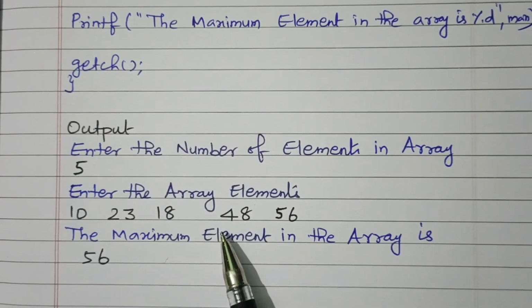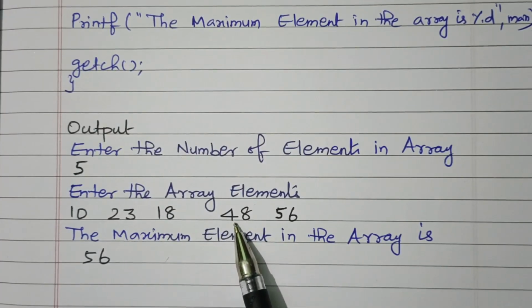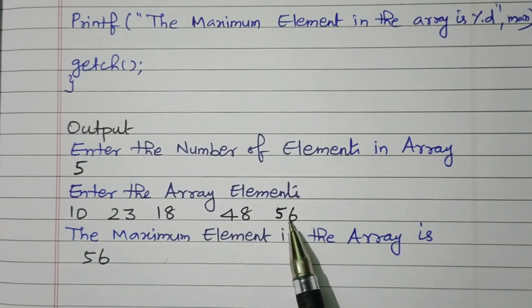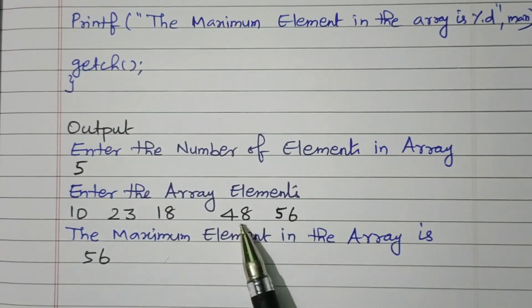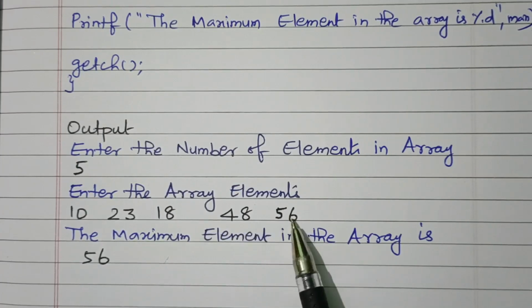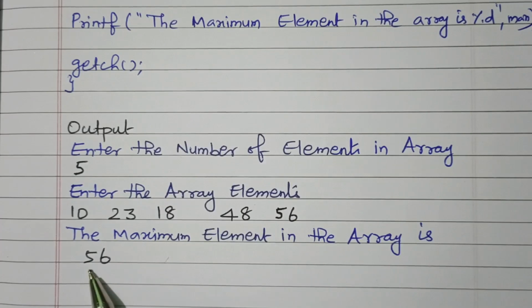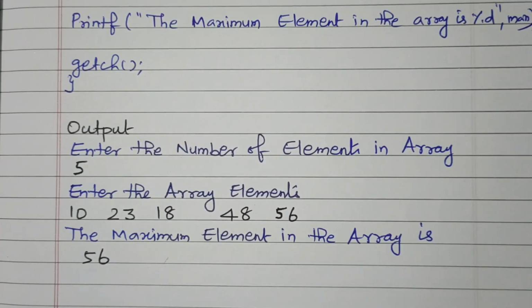Now the maximum variable is 48. Then it will check with the fifth number. This 56 is greater than 48, so 56 is stored in the variable maximum. Finally we got the maximum value, 56. So in this program we analyze the maximum element in the given array. In the set of numbers, we identify which one is the maximum.